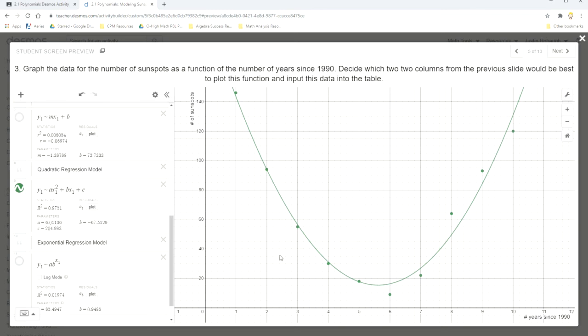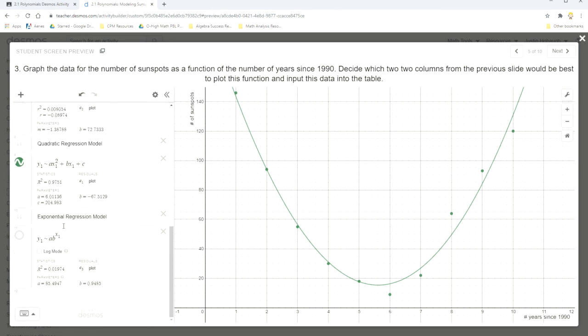See how this equation, right? This y equals ax squared plus bx plus c, where a is these numbers, right? A is 6.01, b is -67.5, c is 204.9. This one looks a lot closer to the data. So this is a pretty good approximation. Let's just see the exponential just to test before we make our choice. You can see that when I do an exponential regression, it doesn't match it very well either. So I think that I'm going to use the quadratic regression model for this particular problem.